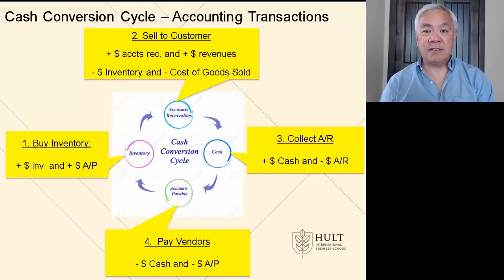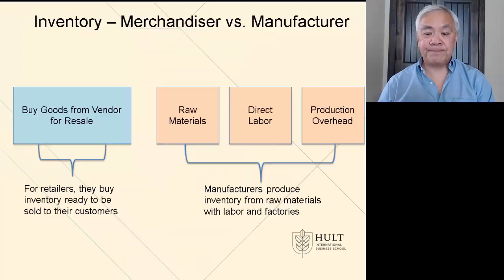Third is we're going to collect our accounts receivable. The customer will pay us money, so cash goes up and they owe us less money because they paid us. So receivables go down. We saw that in last mod, in mod 5 on revenues and receivables. And fourth is we pay vendors. We have cash go down and we also show liabilities go down because we paid them what we owe them. So that's the cash conversion cycle and how it definitely involves a lot of inventory action.